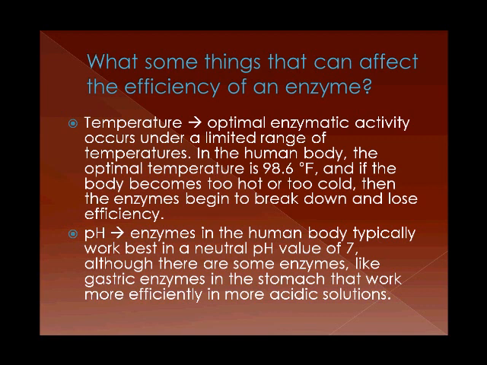Another big thing is the pH level. Enzymes in the human body typically work best at neutral pH levels, which is around 7, although there are some enzymes, like gastric enzymes in the stomach, that work more efficiently in acidic solutions because obviously they're in gastric acids.